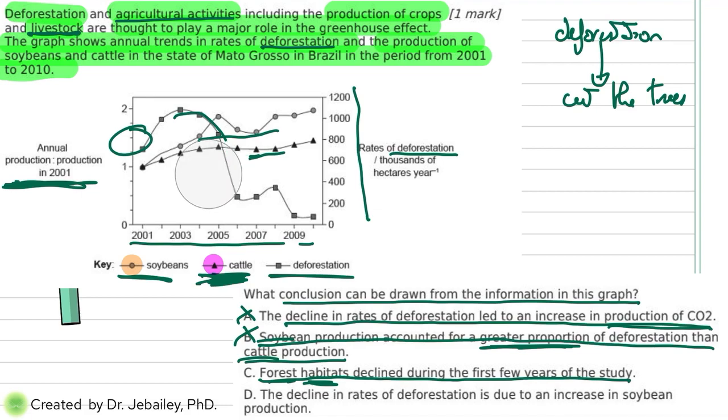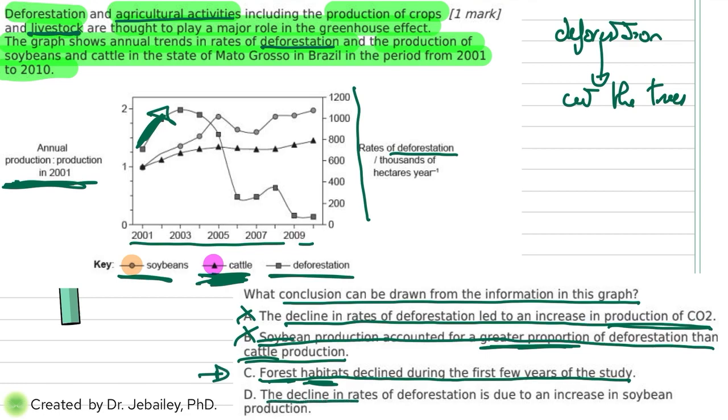In the line here, it says, okay, let me show you. Forest here declined, that means there were fewer trees, right? So the deforestation did happen in the beginning. You can see there was an increase in deforestation, which means the forest did decline. So C is most likely it.